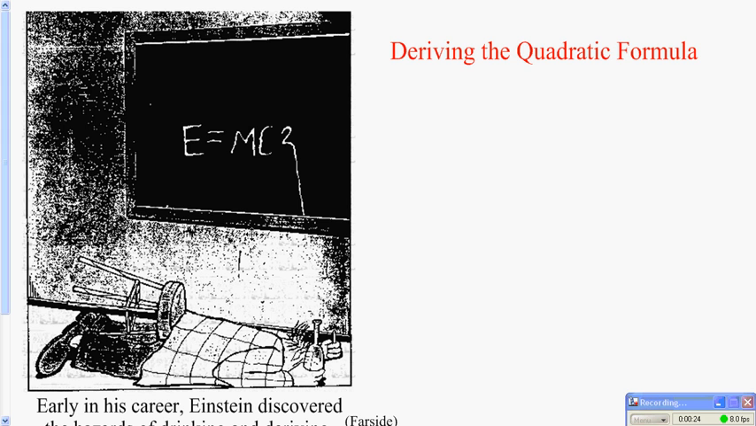We have a picture here of Einstein sitting on the floor, and he's not feeling too well. It says, early in his career, Einstein discovered the dangers of drinking and deriving. So I'll put a little light on it.